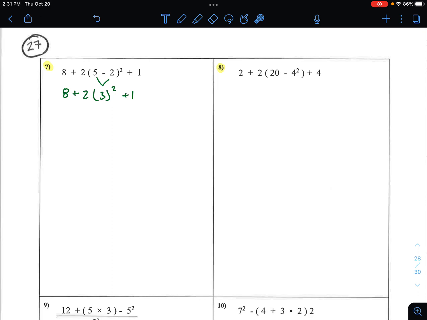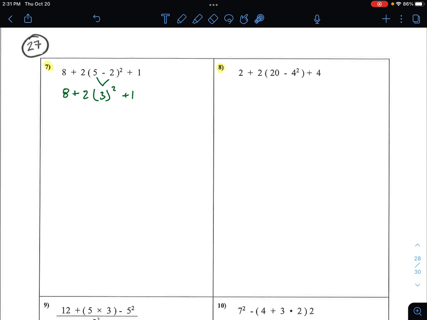Okay, I have a weird situation. I have a parentheses here, an exponent, and I also have the 2 next to the parentheses. What that means is, if I have a number like 2 next to a parentheses like this, it's multiplication. That's what operation it is.